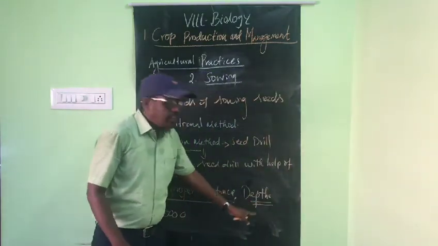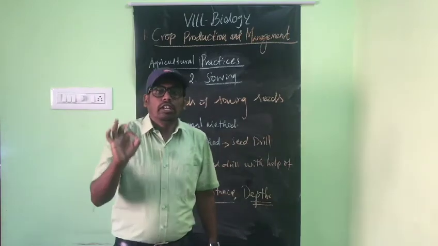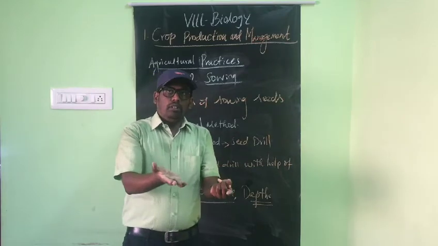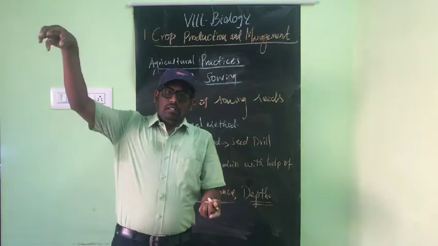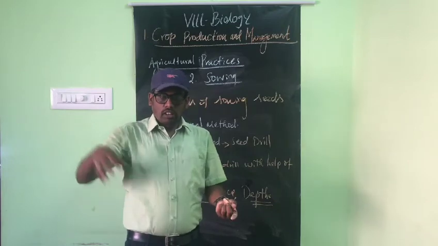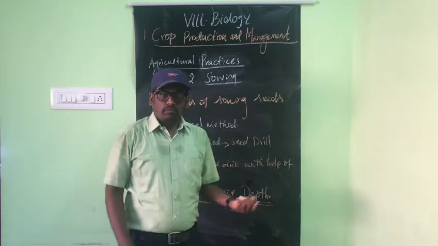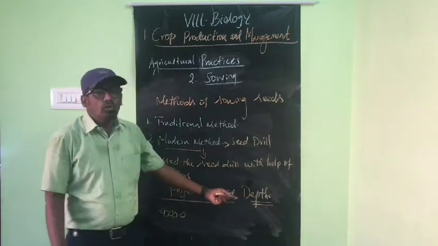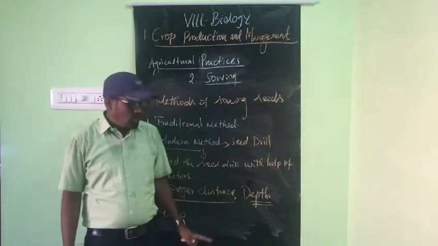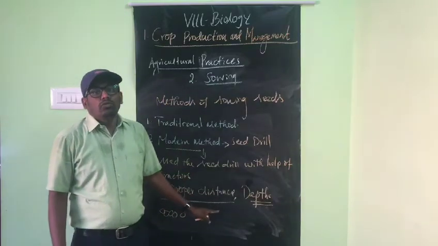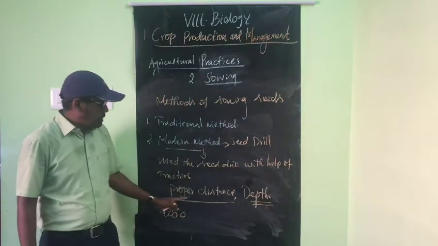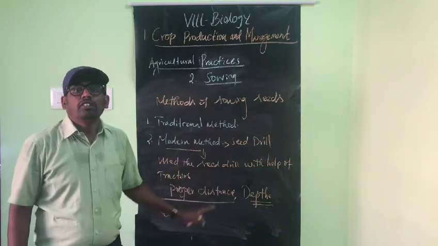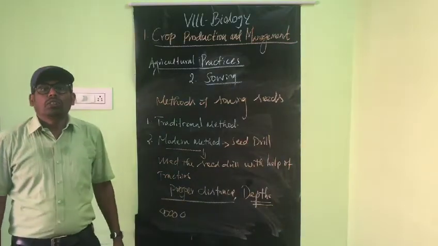And another thing, if the seeds are not sown at proper depth, what will happen? They are easily visible, and the birds will damage the seeds or carry them away. There is no growth of plants because there is no seed either. So proper depth and proper distance are very important in sowing seeds. If they are not followed, there is no growth of plants.